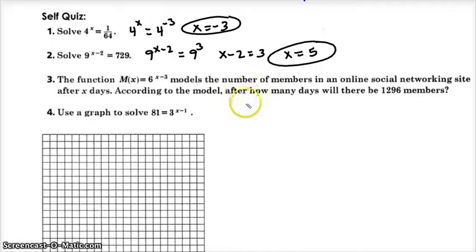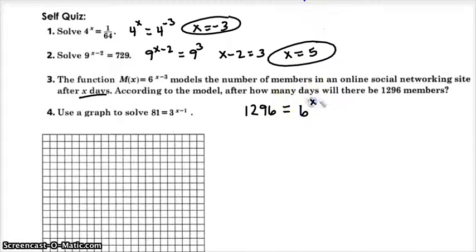In question number 3, I've got a model for the members in an online social networking site after x days. So x is measuring the number of days. It says after how many days will there be 1,296 members? Well, I'm going to plug in 1,296 for the number of members, and I'm going to be solving for days, which is x.